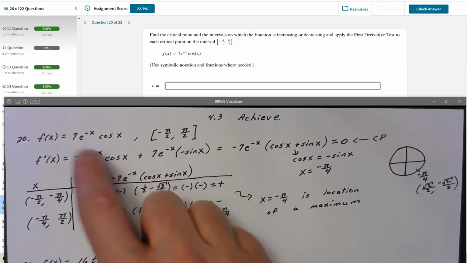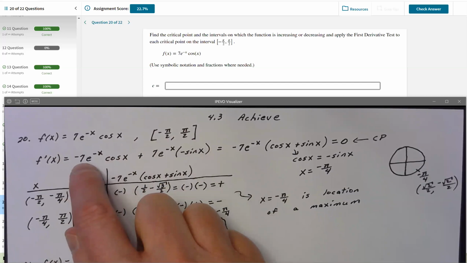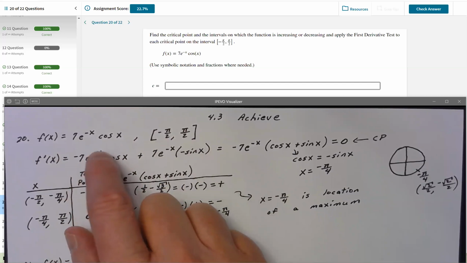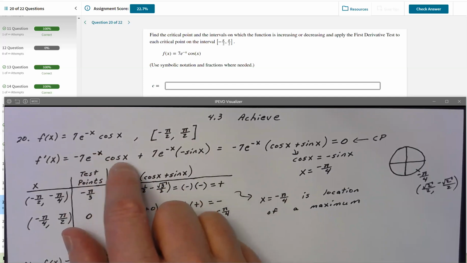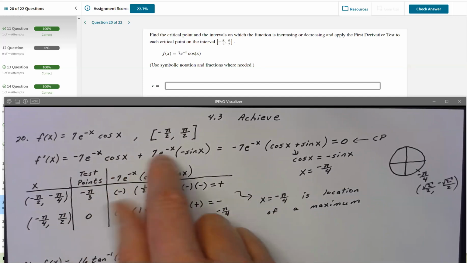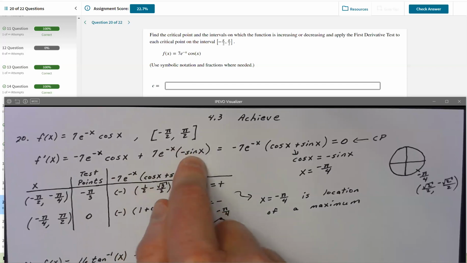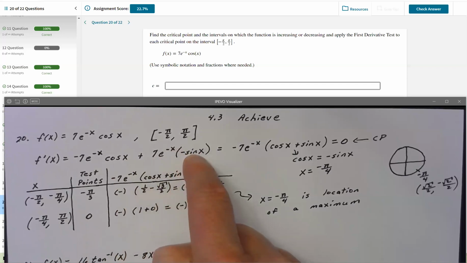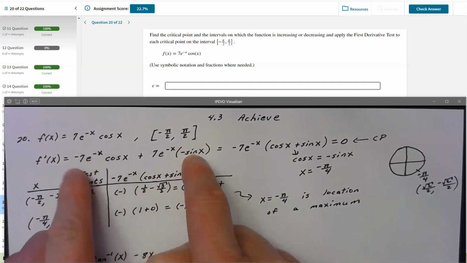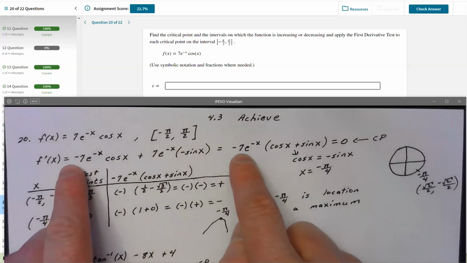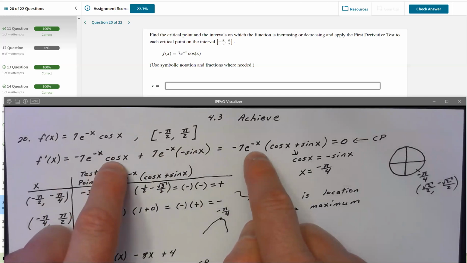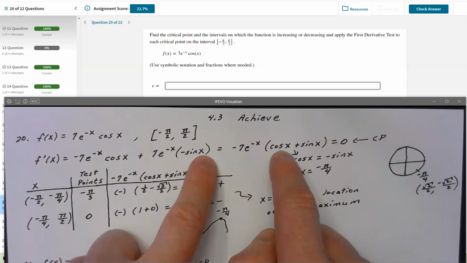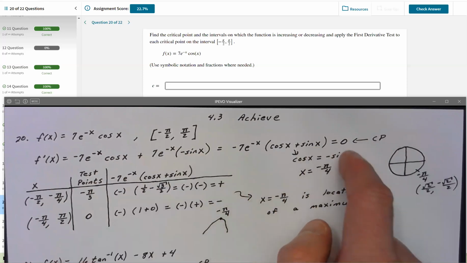So my derivative, I said derivative of the first, that's going to be 7e to the negative x times the derivative of that exponent, negative 1. So I get negative 7e to the negative x cosine x plus the first, now times the derivative of the second. Of course, derivative of cosine is negative sine. That allowed me to see I could very easily factor out that negative 7e to the negative x. When I do, I'll have left over the cosine x plus a sine x. And now to find the critical points, we set that equal to 0.